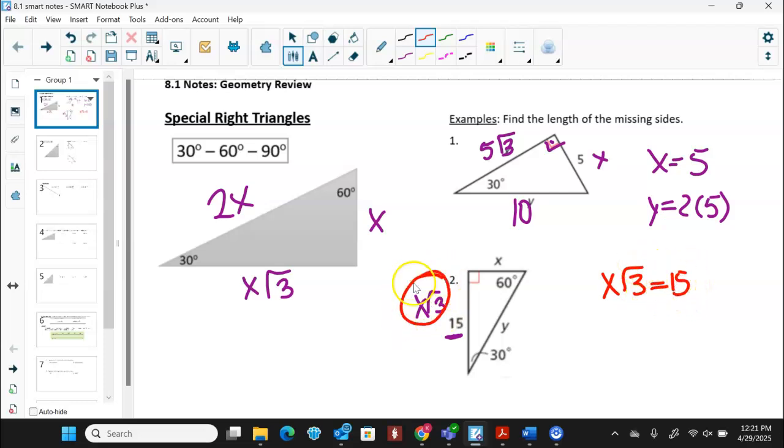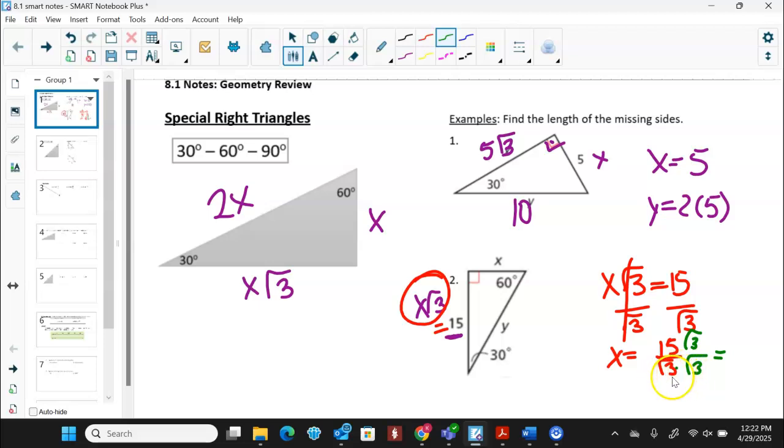So we know that this is normally x root 3, and we also know that this length is given to us as 15. To figure out what x is, we have to set them equal to each other, and then solve for x. To do that, we divide by root 3 to get rid of it. So now x comes down to 15 over root 3. Now remember that we can't end with the root on the bottom. So to get rid of the square root on the bottom, we multiply by root 3 on the top and the bottom.